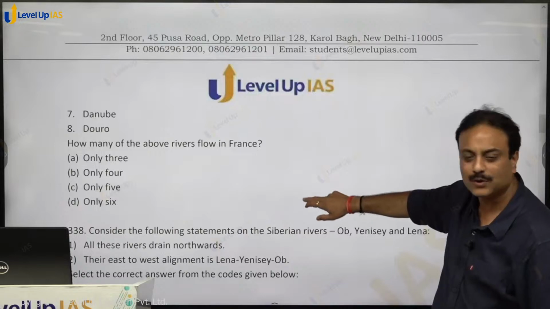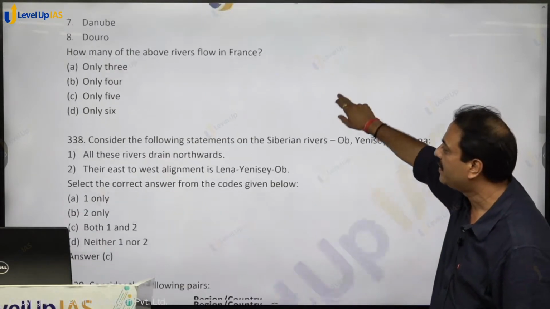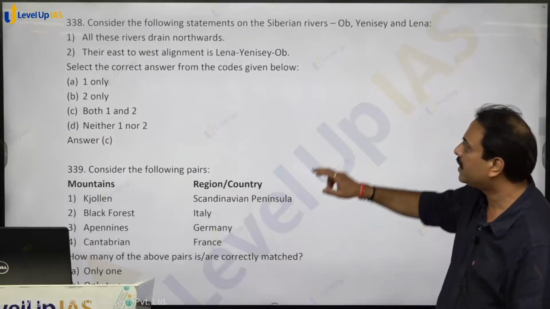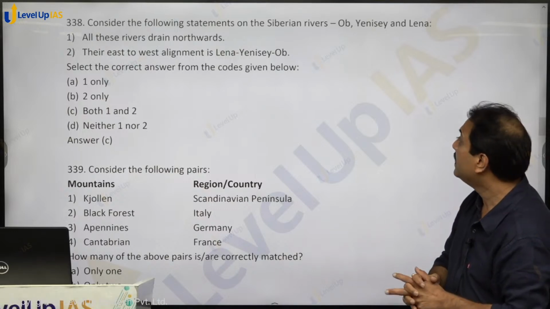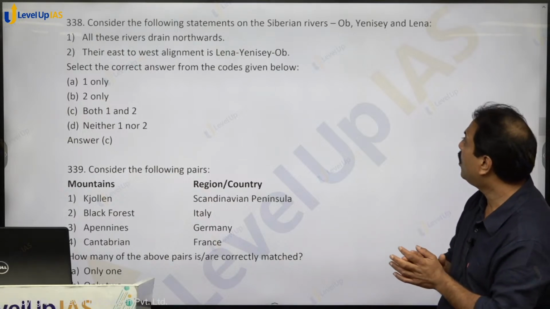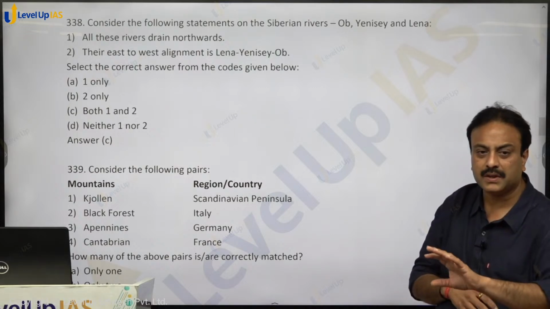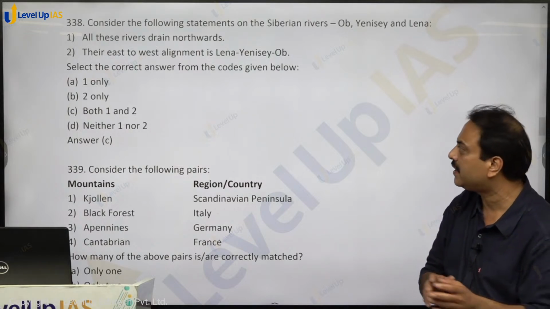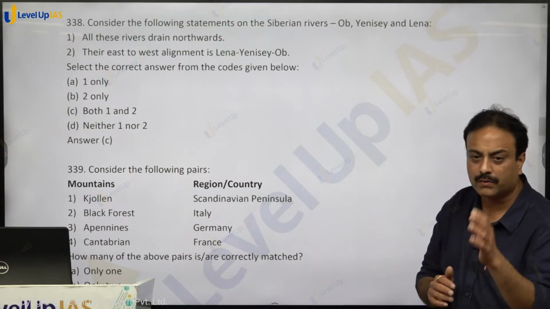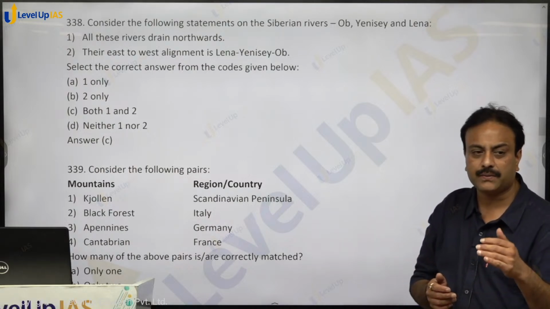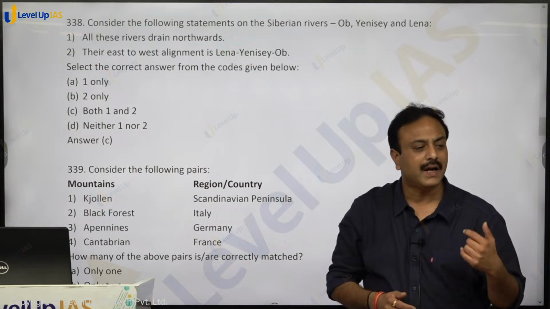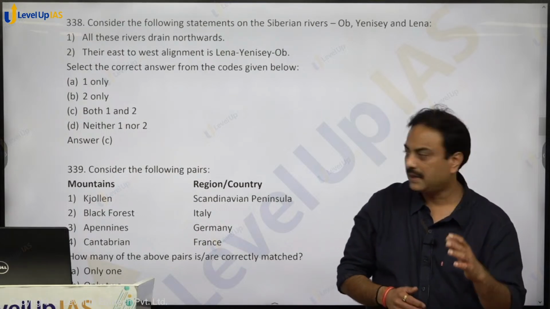So here the answer is only 4, option B, B for boy. Next question, consider the following statements on Siberian rivers Ob, Yenisei and Lena. These are the 3 prominent rivers flowing in the Siberian region. The 3 rivers drain northward. All the 3 rivers flow from the central part of Siberia and flow northward, right?